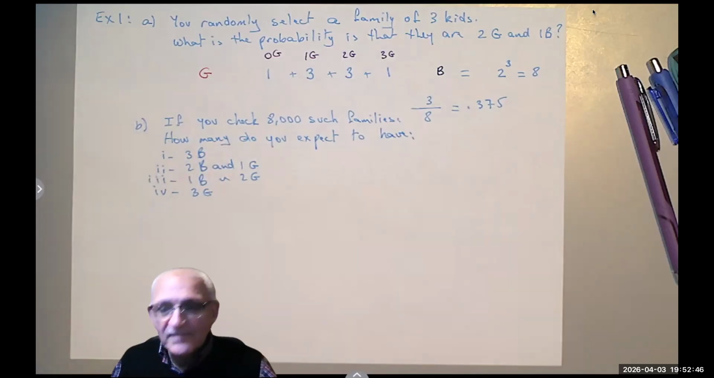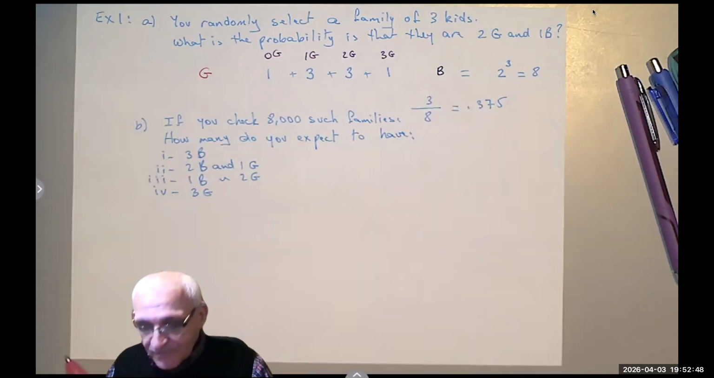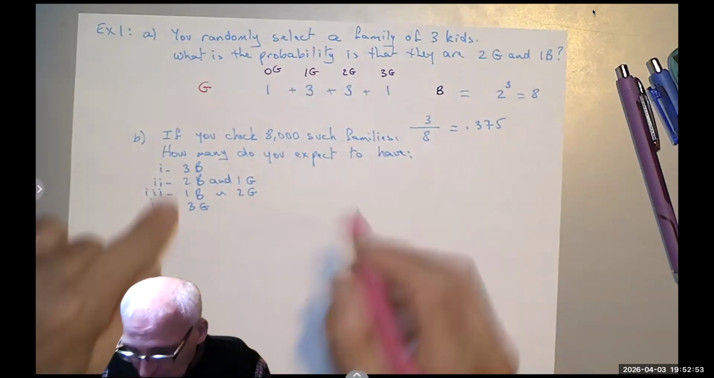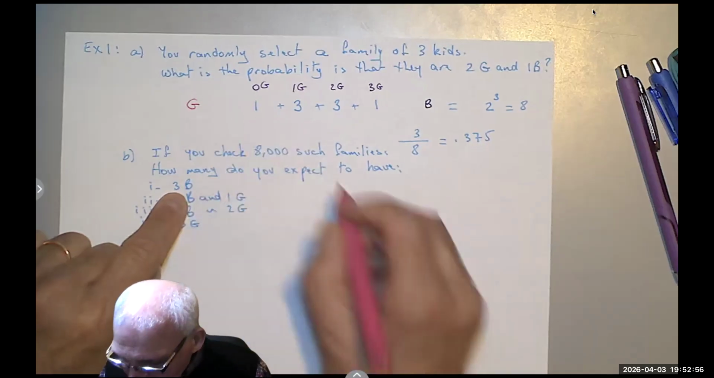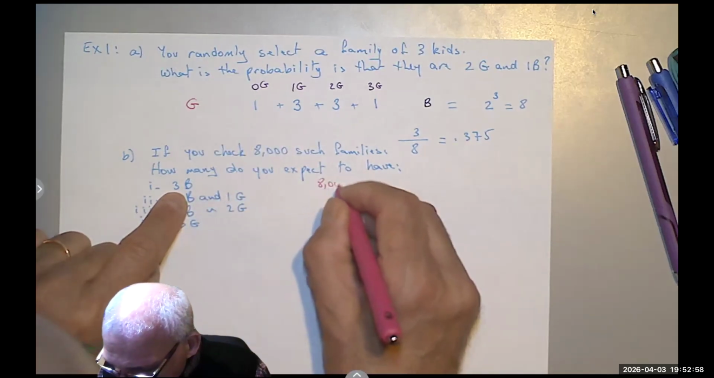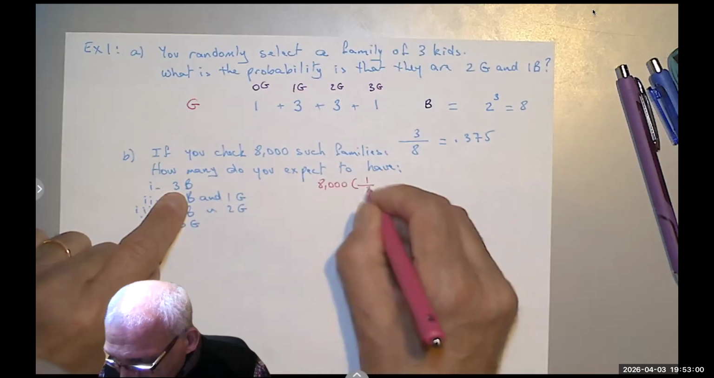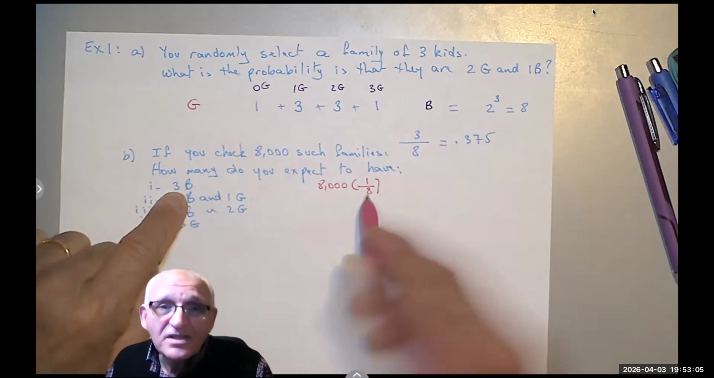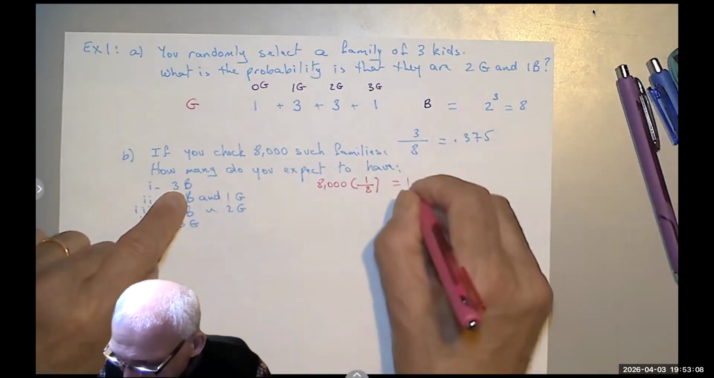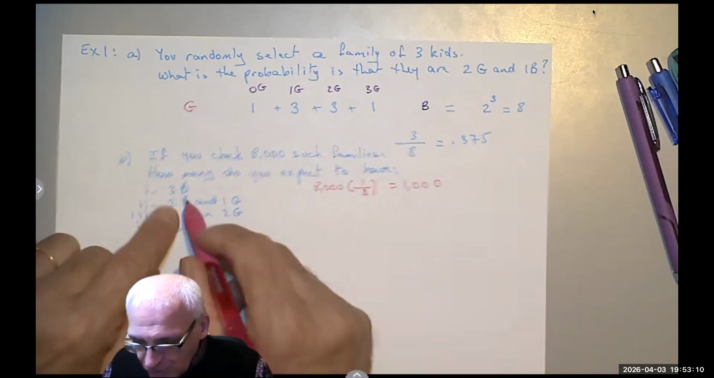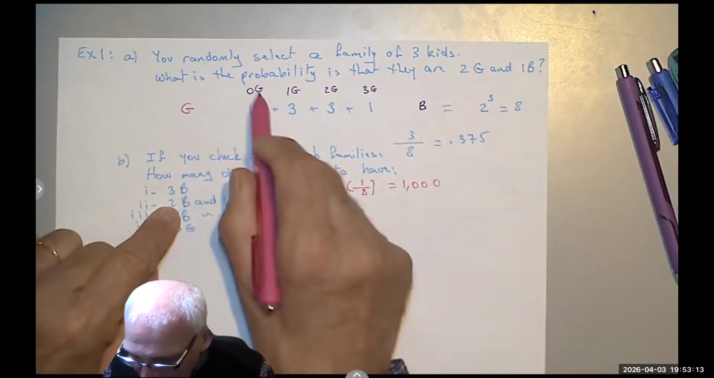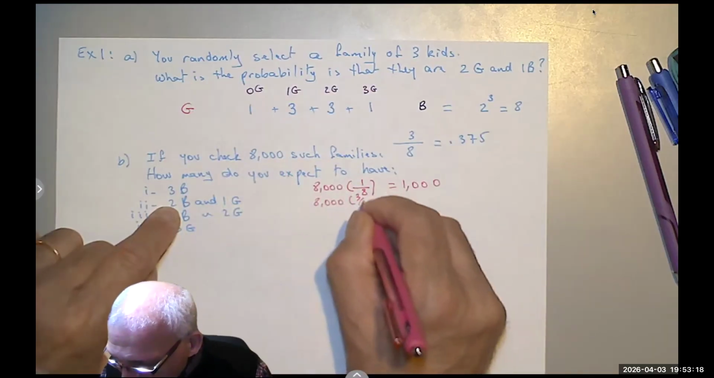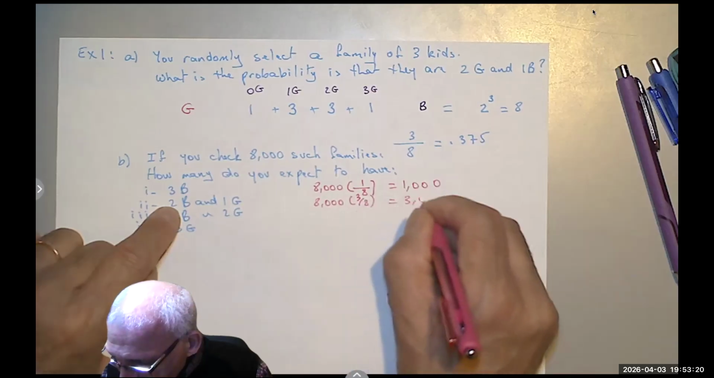It's so easy. Once you get the probability, you multiply the probability by 8,000. So to solve for 3 boys, meaning 0 girls, I'm going to multiply 8,000 by 1 over 8. 8,000 divided by 8 is 1,000. So the answer is 1,000 families. 2 boys and 1 girl. 1 girl is 3. So 8,000 times 3 over 8 equals 3,000.